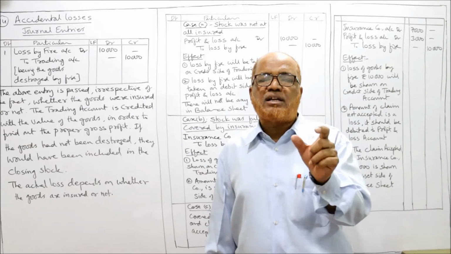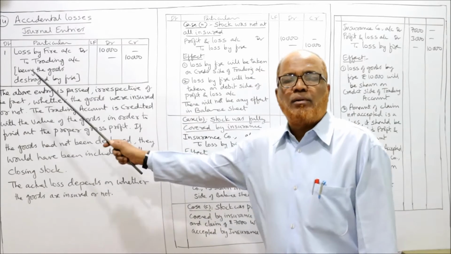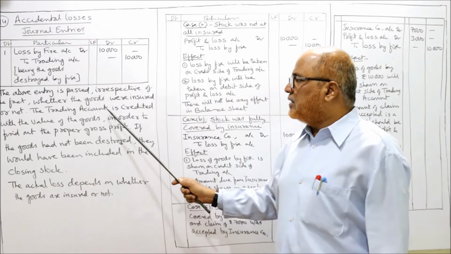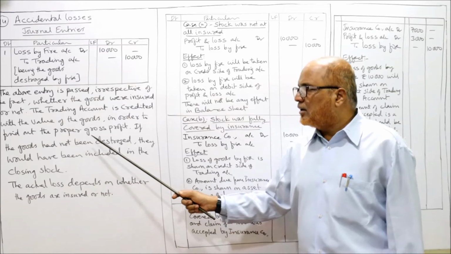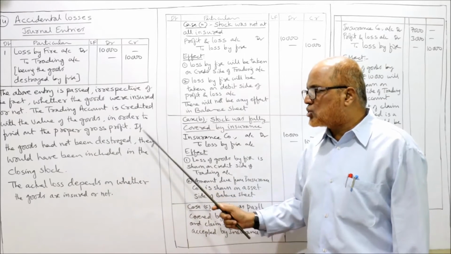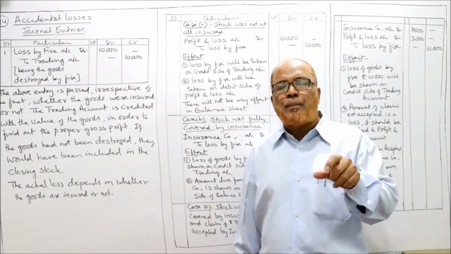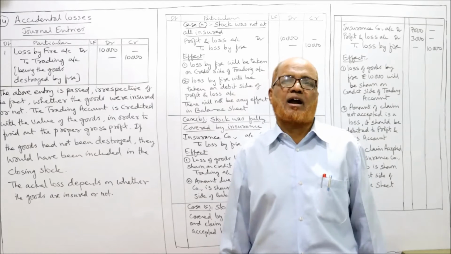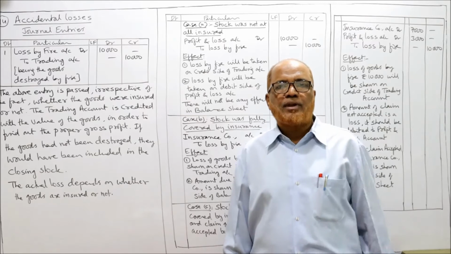But first of all, when 10,000 rupees of stock were destroyed by fire, entry will be loss by fire account debit to trading account. Now, the trading account is credited with the value of goods in order to find out the gross profit. If the goods had not been destroyed, they would have been included in the closing stock. See, what is the purpose? Why are we taking it on the credit side of trading account? The reason is in order to find out the gross profit.